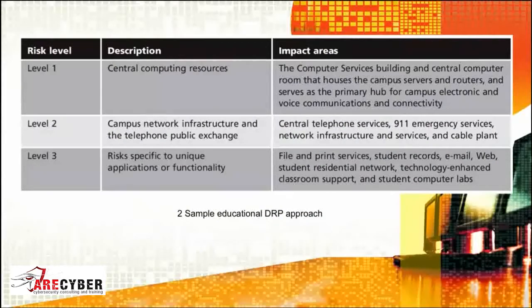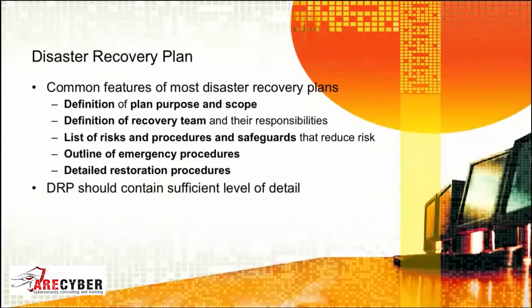You will need to break out your different disaster recovery levels. Generally, you'll see them as level 1, 2, or 3, and identify the core impact areas of each level of risk that is realized. The most common features you should find in any disaster recovery plan is a definition of the plan purpose and its scope, the definition of a recovery team and what those responsibilities are, the list of risks and procedures and safeguards that reduce the overall risk to the organization, an outline of emergent procedures and detailed restoration procedures.